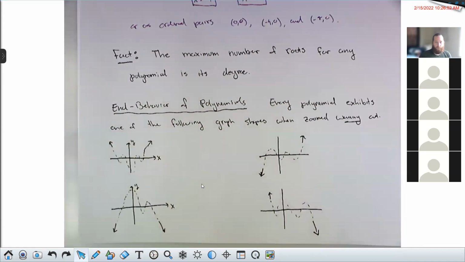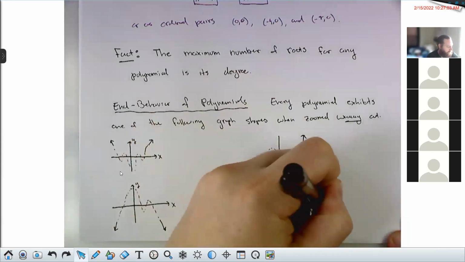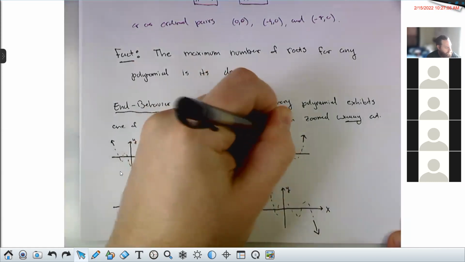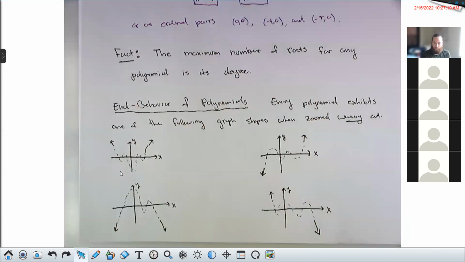Now, if you have the graph of the polynomial and you know how far to zoom out in order to see this, then you can always determine the end behavior just by looking at that. But what we want to do is be able to look at the algebra expression for the polynomial and sort out the end behavior just from how the polynomial looks algebraically. Each one of these end behaviors is determined by the sign of the lead coefficient and the degree.